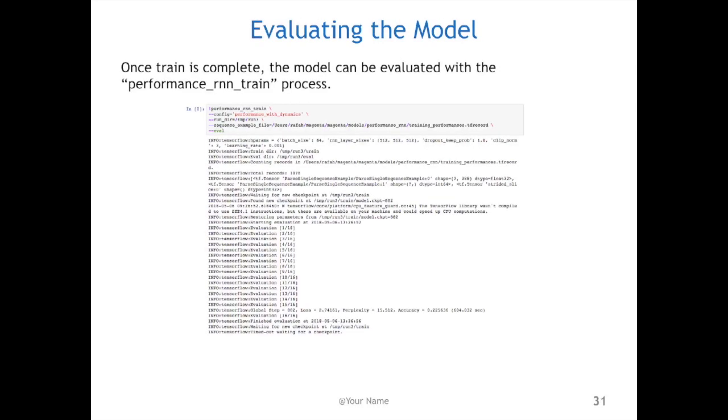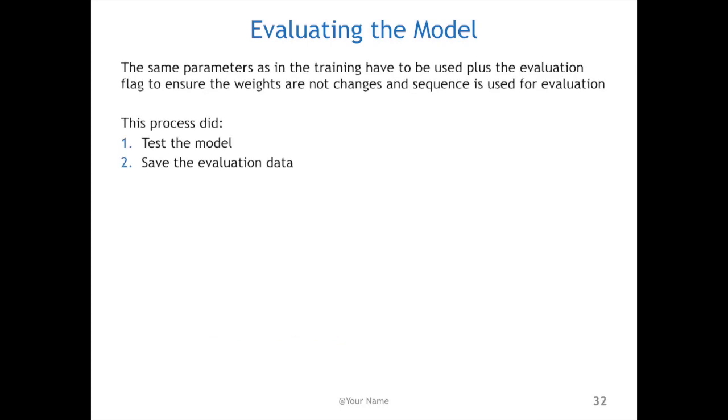Evaluating the model. Once the train is complete, the model can be evaluated with the Performance RNN train process. The same parameters as in the training have to be used, plus the evaluation flag to ensure that the weights are not changed, and the sequence is used only for evaluation. This process did test the model and save the evaluation data.